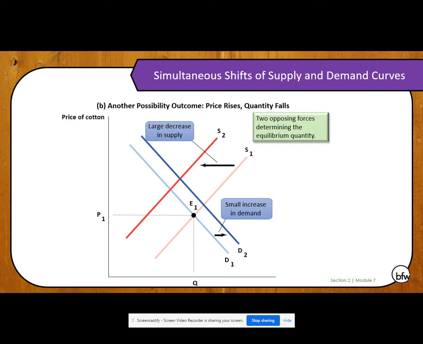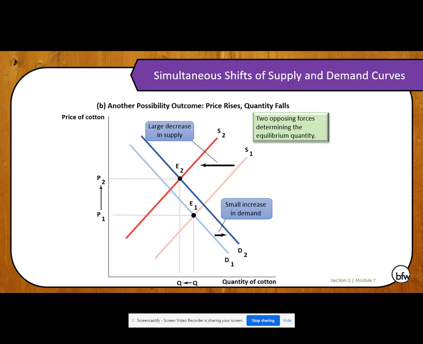So usually what's going to happen is that either the price or the quantity is going to be clear, and then the other one is going to be what we call ambiguous. What does that mean, ambiguous? Yeah, you can't really tell. But you can't really tell either way, all right?